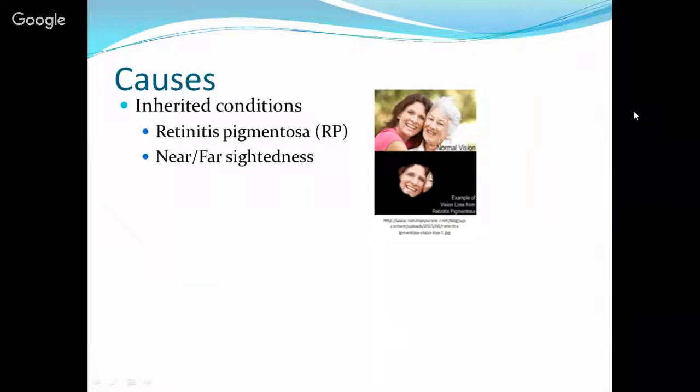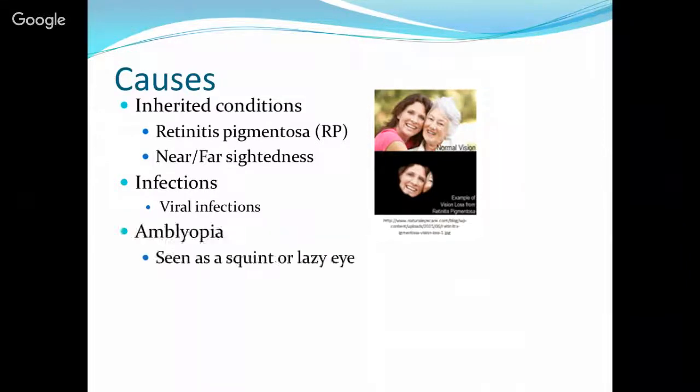And then everyone's heard, or most likely heard, about near and farsightedness, where they can either see far away or close up, and they can't see the other one. Sometimes infections cause it. Sometimes when children are born, they get a bacterial infection or a viral infection that affects their eyes, and they lose their sight. This is amblyopia, or what we know it by as lazy eye or squint, and that's something very common in children.